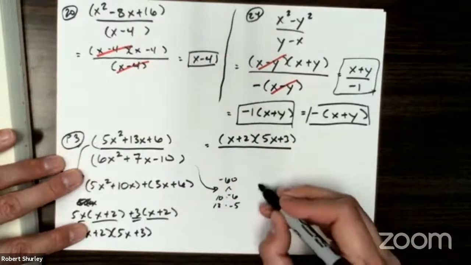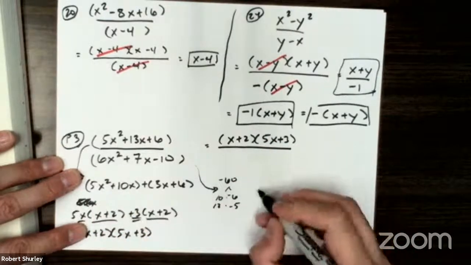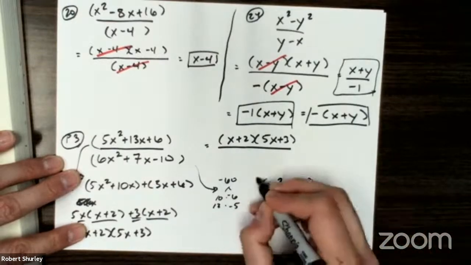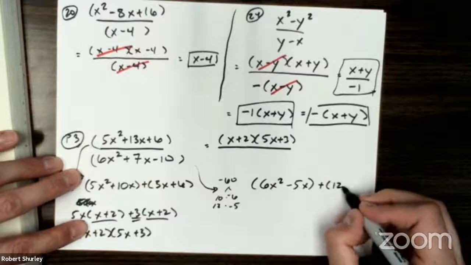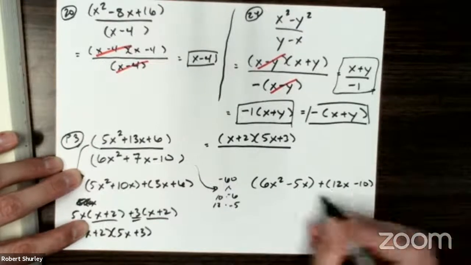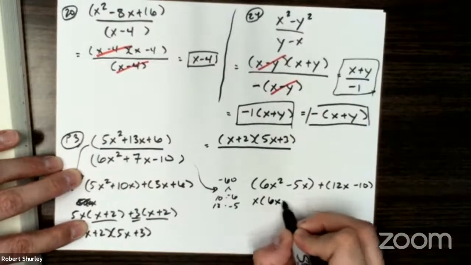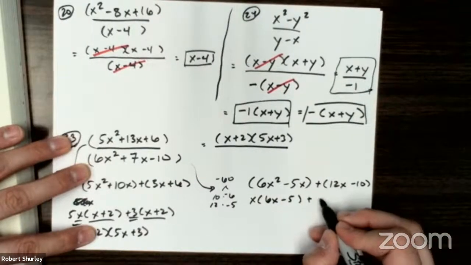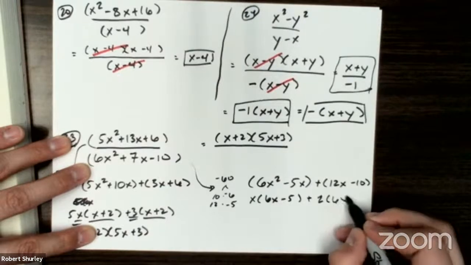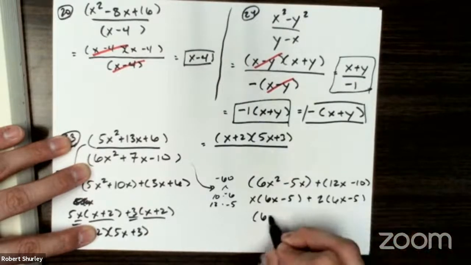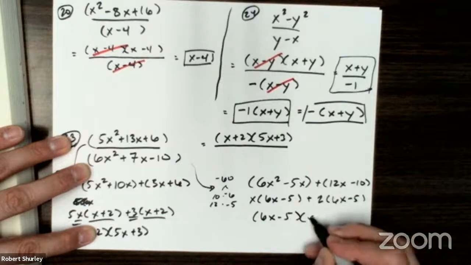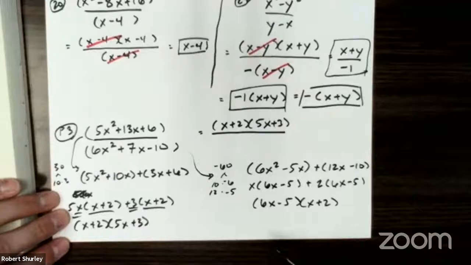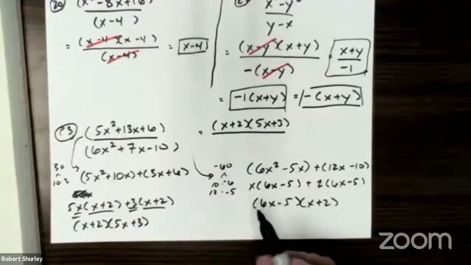So if I want to factor it, I'm going to crack this open. So I get 6x squared minus 5x plus 12x minus 10. I can take an x out, so that leaves me with 7x minus 5. And then I can take 2 out, and it leaves me with 6x minus 5. So it factors into 6x minus 5 times x plus 2. It's a lot of work, right? And that's just how it is, okay?